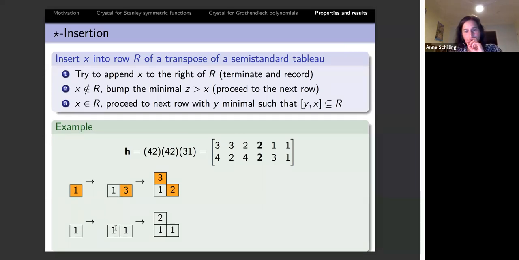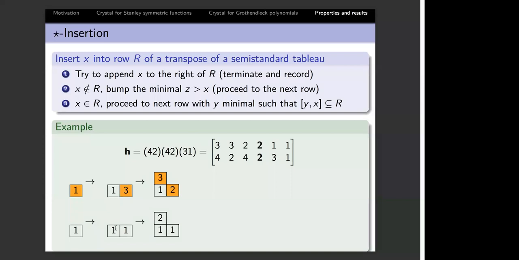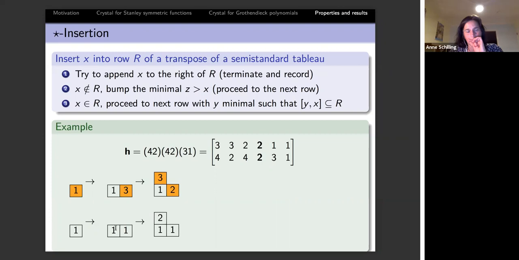Yes? Is there a restriction? Is this 3 to 1 avoiding necessarily that you're taking? Yes, because the claim is that under this insertion, the recording tableau will be a transpose of a usual tableau, and the recording tableau will be a semi-standard tableau. And when it's not 3 to 1 avoiding, then this won't be true anymore. So for the star insertion, we are using that it's 3 to 1 avoiding.